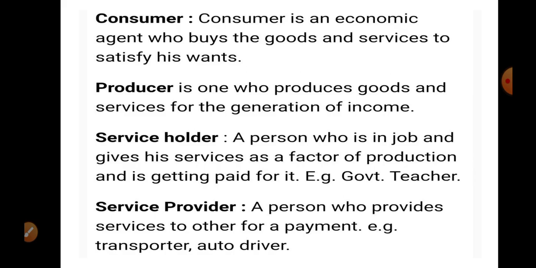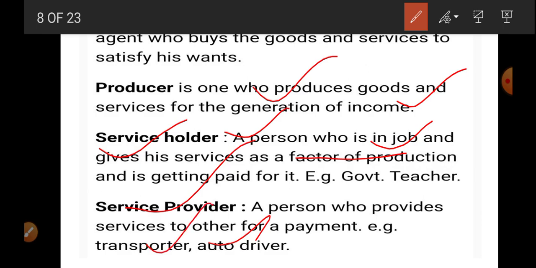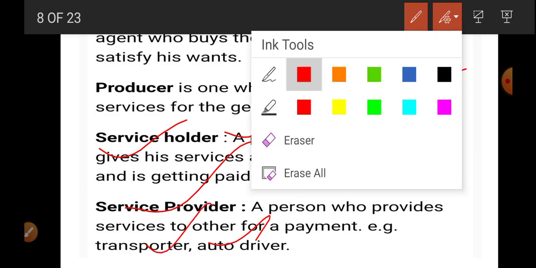A consumer is one who consumes goods and services. A producer is one who does the work of production. A service holder is a person who renders his service as an employee in the government or private sector. A service provider is someone who is self-employed, like an auto driver or transporter.